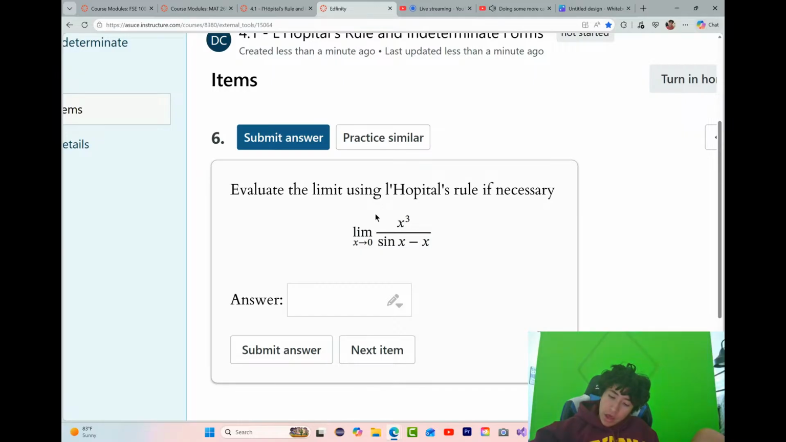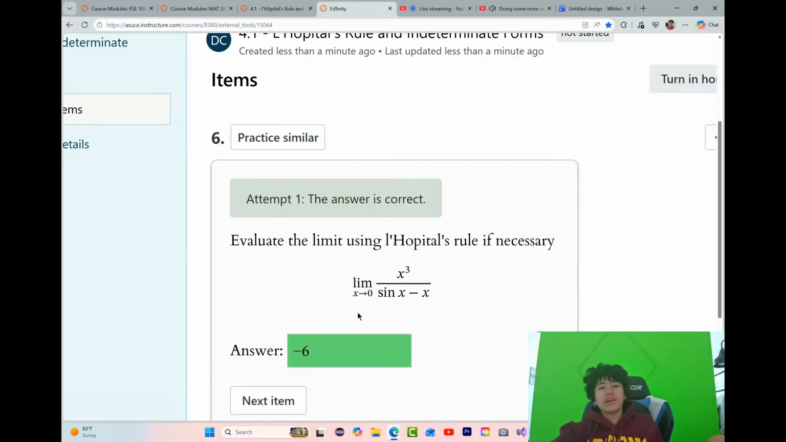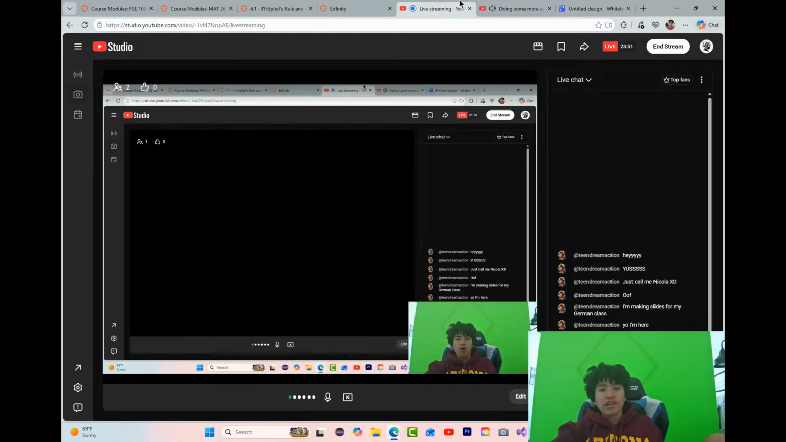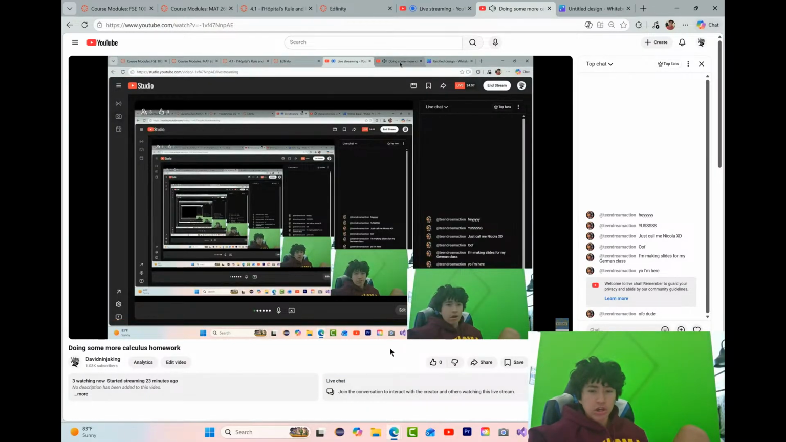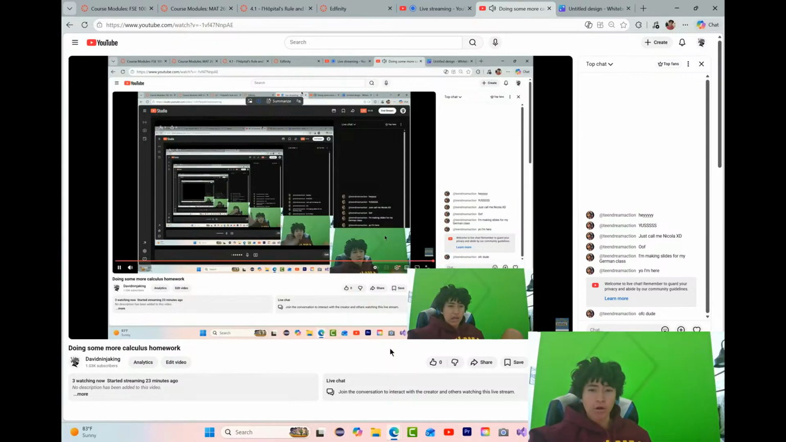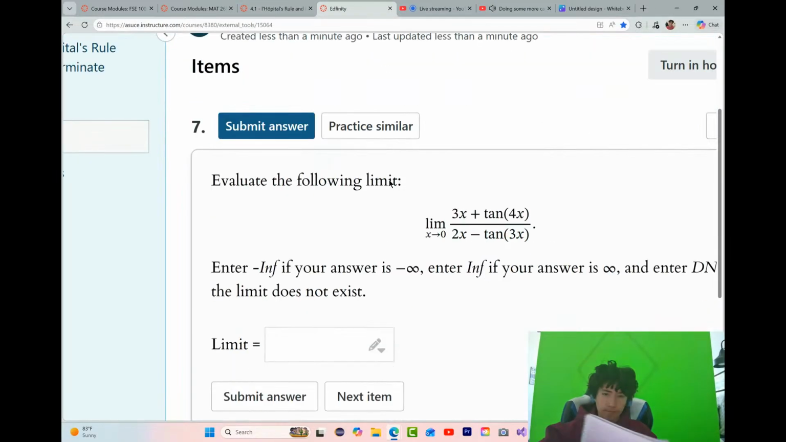So the limit as x tends to 0 of 6 over negative cosine of x. Cosine of 0 is 1. So we have negative 6, and we press submit, and we get it right. Let's go. We're getting everything correct here. Yes, let's go. How fast can we complete the next one? We still have about 10 questions left.